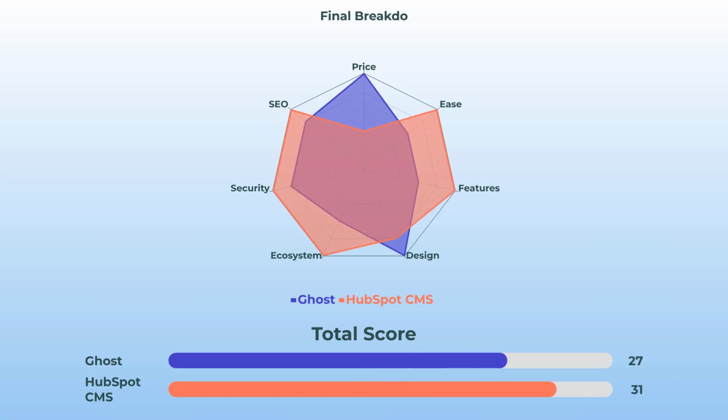Here's a quick visual look at how both stack up across all categories. You can really see where each platform punches above its weight and where a few cracks show up.